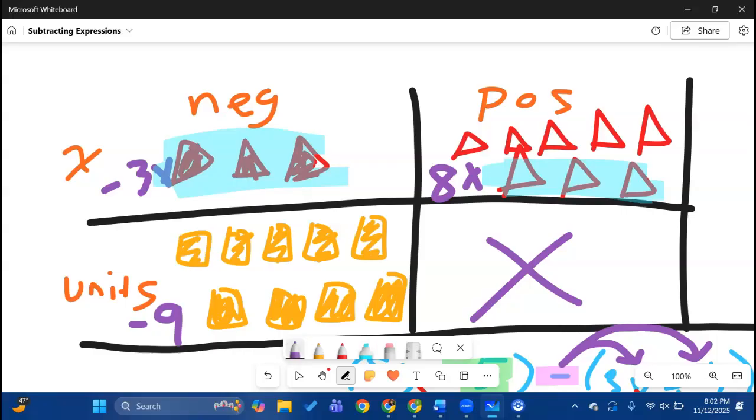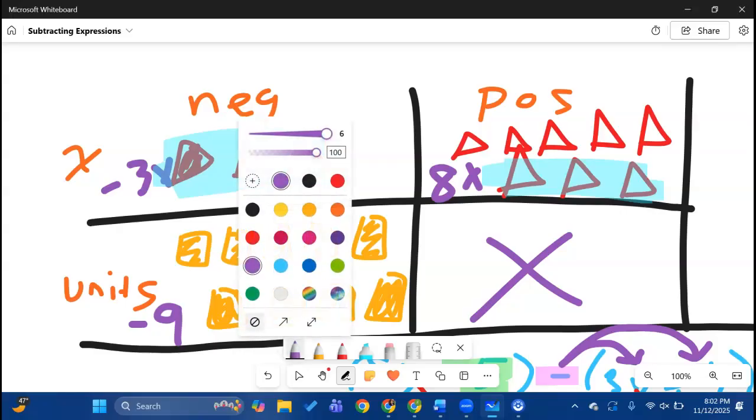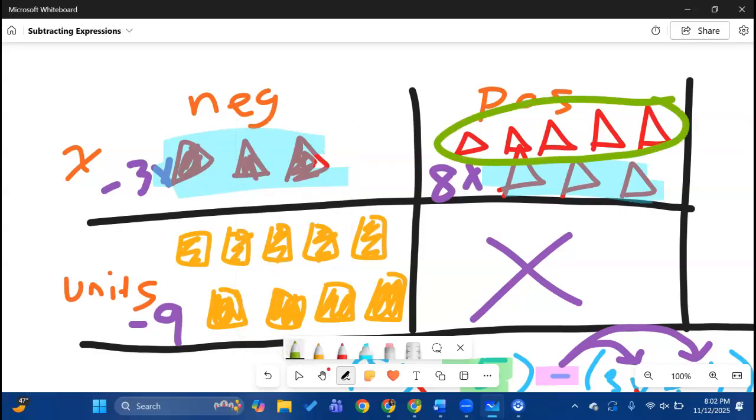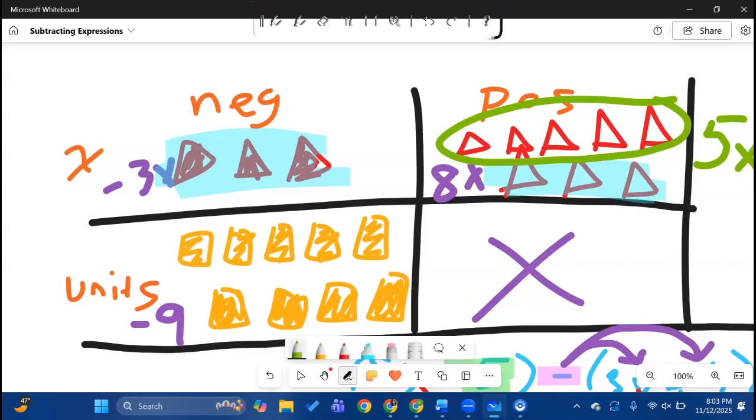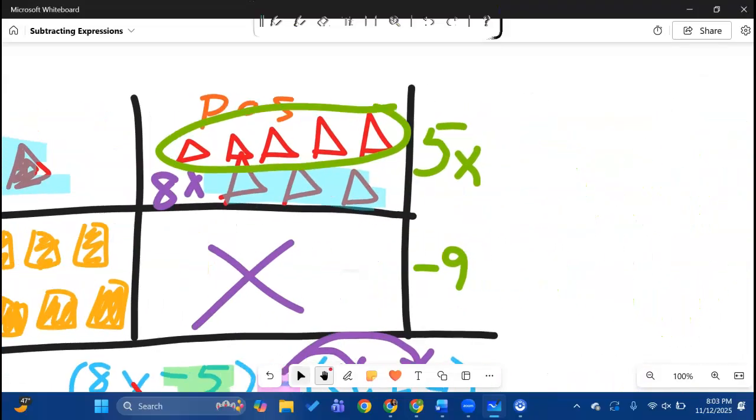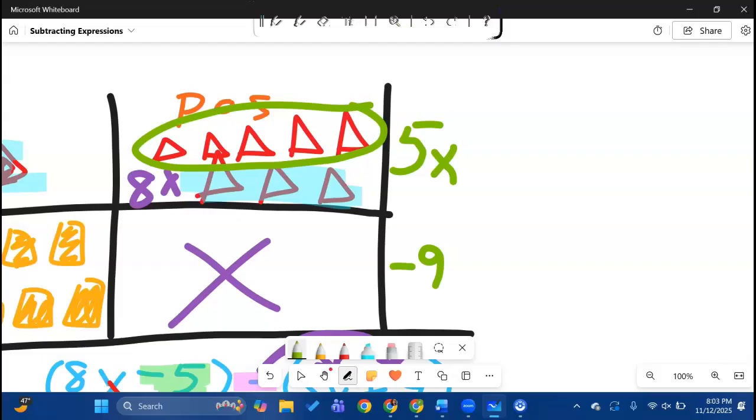That means all I have left is these 5 positive. So I'm going to write 5x because that's positive 5x. Now, looking at the units, those are all negative. So I'm going to have negative 9 over there. So our final answer is going to be, based on this information here, 5x minus 9.